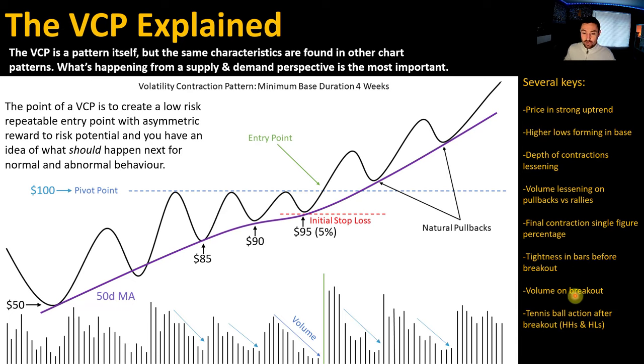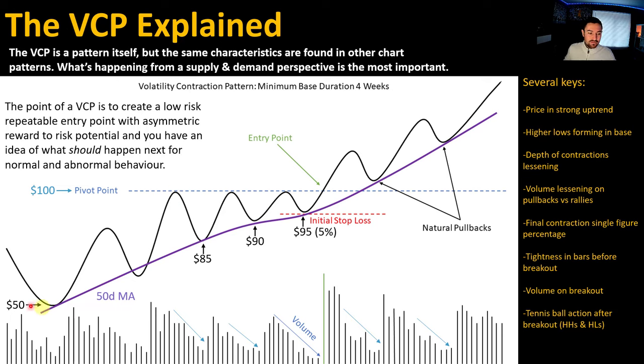Ideally, you'd like to see volume on the breakout. And after the breakout, you would like to see what Minervini calls tennis ball action. After the breakout, you would like to see higher highs and higher lows, which is the definition of an uptrend. So let's work through this example. Price rallied from $50 down here up to the pivot point. And the pivot point is also the buy point in essence. So, pivot or buy point, if you like.